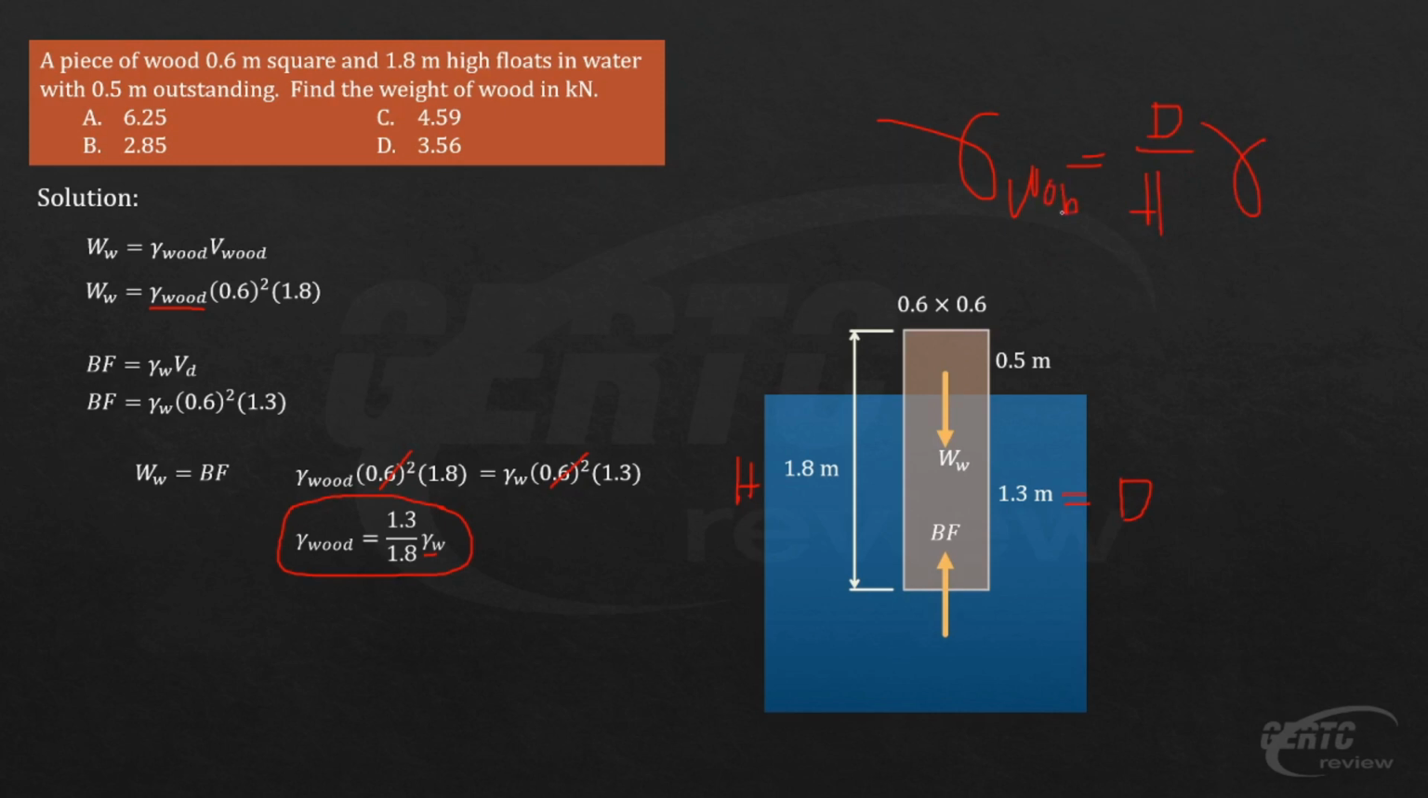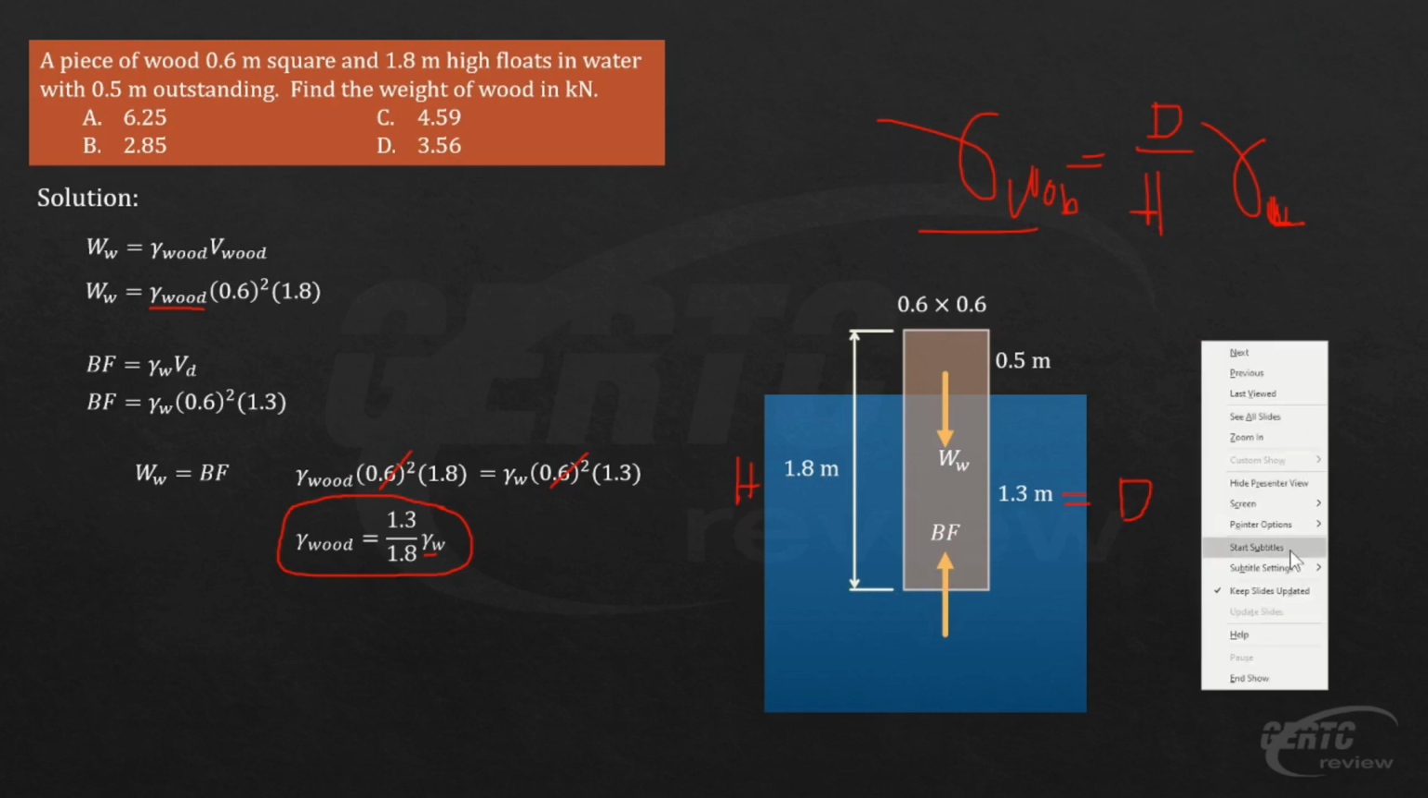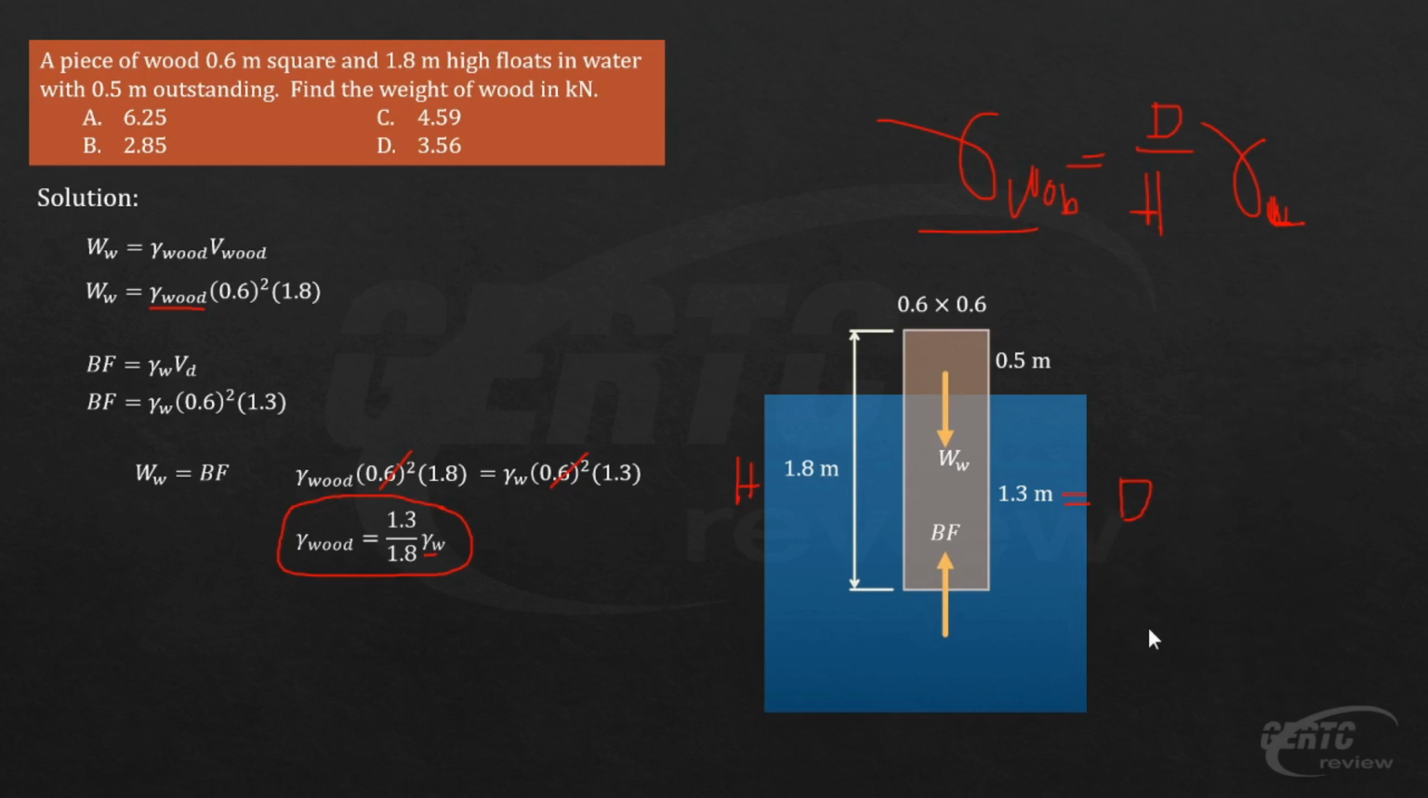This is the unit weight of the object, and this is the unit weight of the liquid, whatever liquid that is. You can generalize it. It is the ratio of the draft to the original height. That is if it is prismatic, meaning the cross-section is the same from top to bottom, with a uniform horizontal cross-section. This one is prismatic. So, that is the general formula in terms of draft. Alright, substituting the values, the unit weight of water is 9.81.